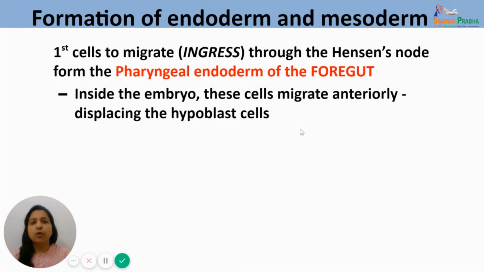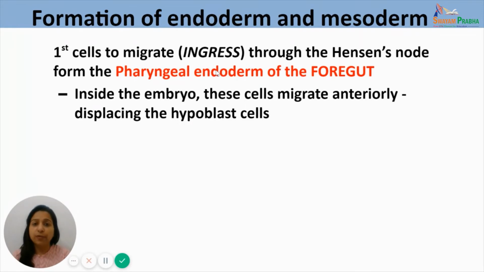Next is the formation of endoderm and mesoderm. Now, the first cells to migrate through Hensen's node, that is the anteriormost end of the primitive streak, form the pharyngeal endoderm of the foregut inside the embryo. And these cells migrate by ingression. If you remember, ingression is a type of gastrulation in which cells break down from the main layer and undergo ingression so as to reach the inside of the embryo.